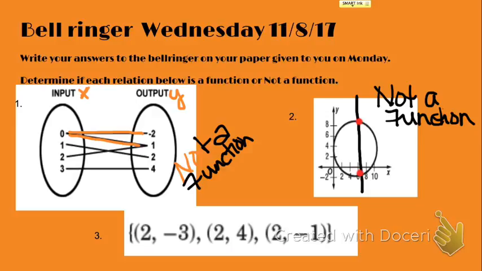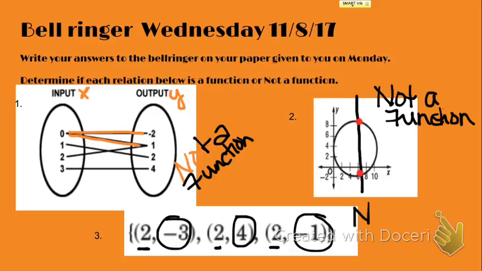Number three. So we need to make sure that we check our x's to see if they're different. Well, this is an x, this is an x, and this is an x, and they're all the same. So that means that if all of my x's are the same, all of the y's would have to be exactly the same too, but they're not. So this makes this not a function either. So all three of these questions are not a function.